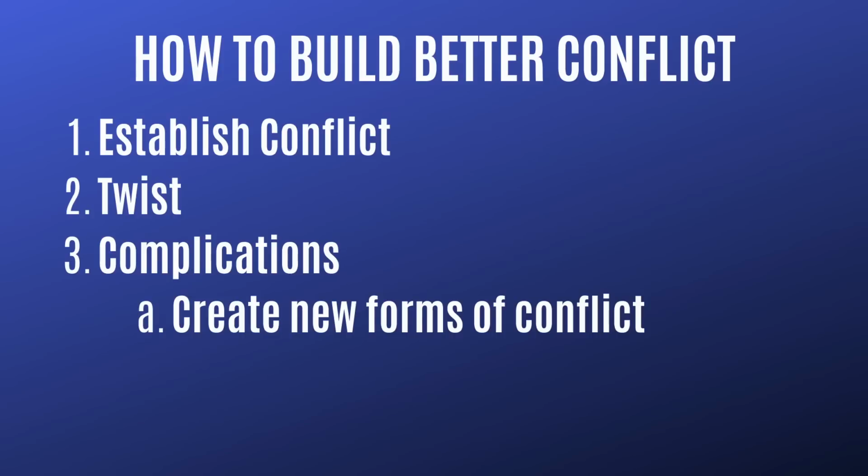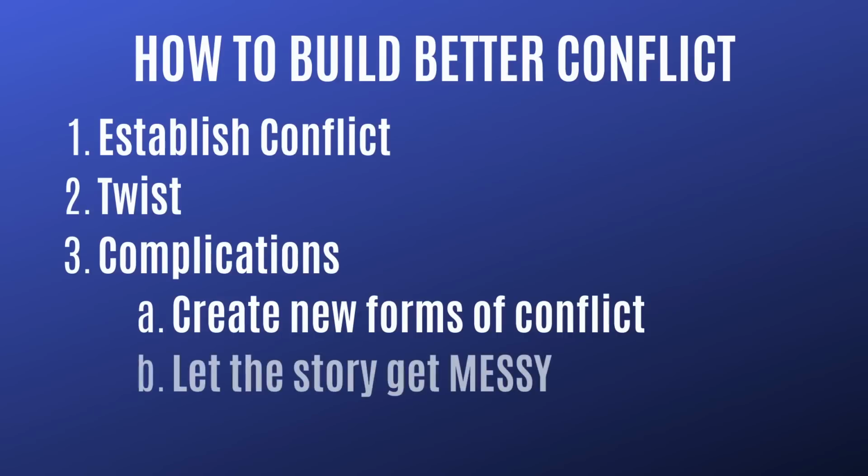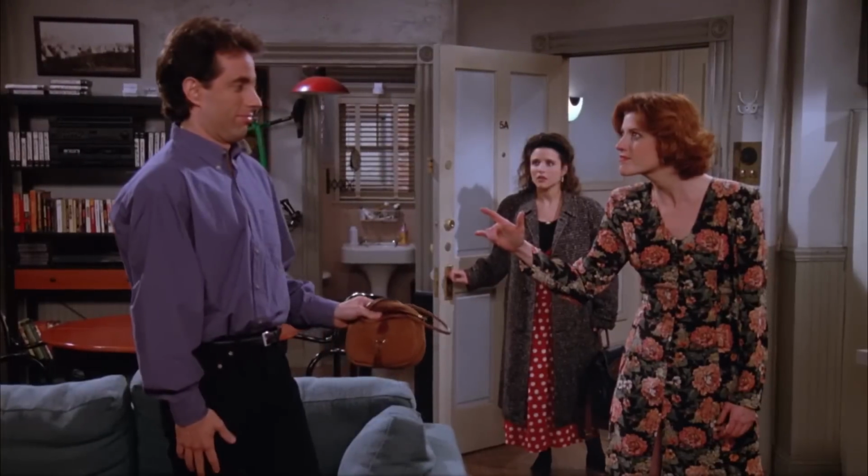And this might involve other characters getting involved with the conflict, or it might take you to other areas of the story. In other words, it's going to get messy, and that's a good thing in storytelling. You want situations to get messy because then we learn from characters as they try to navigate those situations. Now, for an example, let's look at the Seinfeld episode, The Good Samaritan. And this is season 3, episode 20.